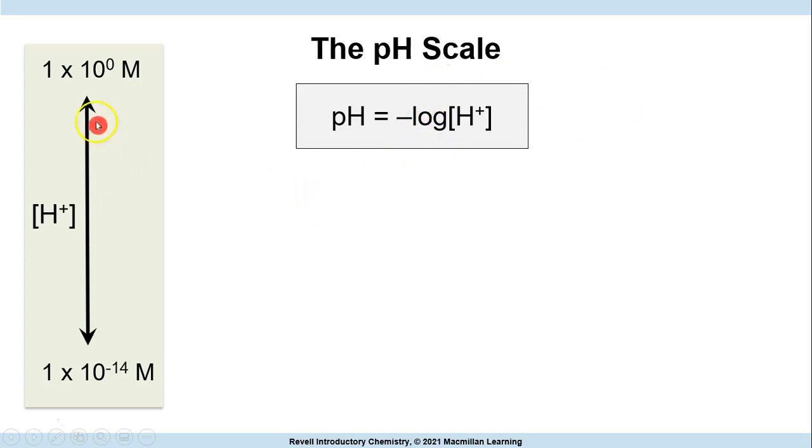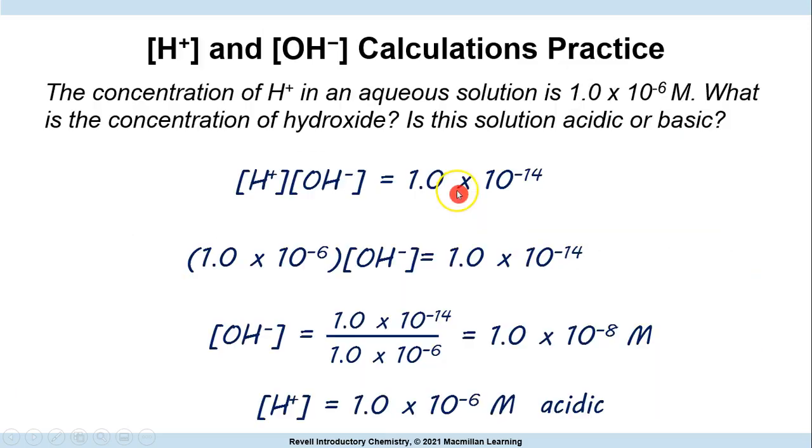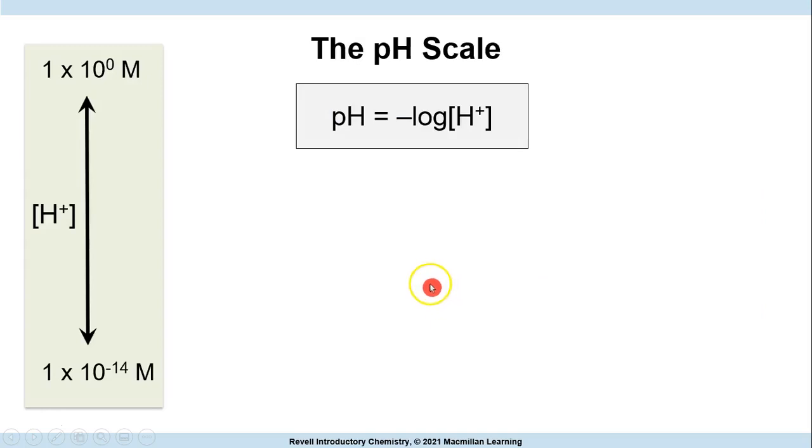So the pH scale, as we've already seen, ranges from 1 times 10 to the power 0 to 1.0 times 10 to the power minus 14. That is for the hydrogen ion concentration. And pH is defined as minus the logarithm of the hydrogen ion concentration. So we've been able to calculate the hydrogen ion concentration here. With it, we are going to be able to determine the pH using the formula pH is equal to minus log of the hydrogen ion concentration.